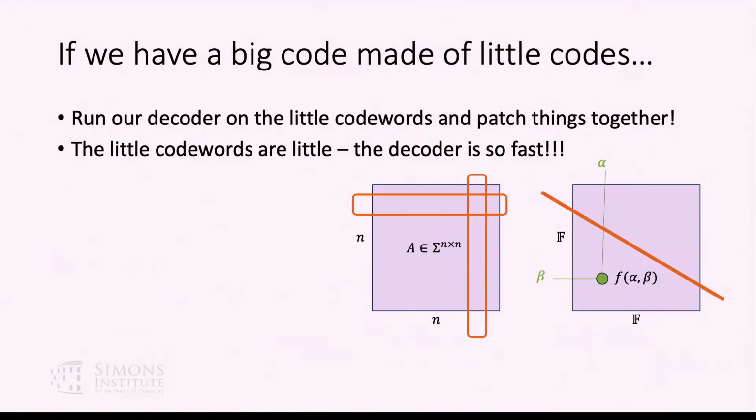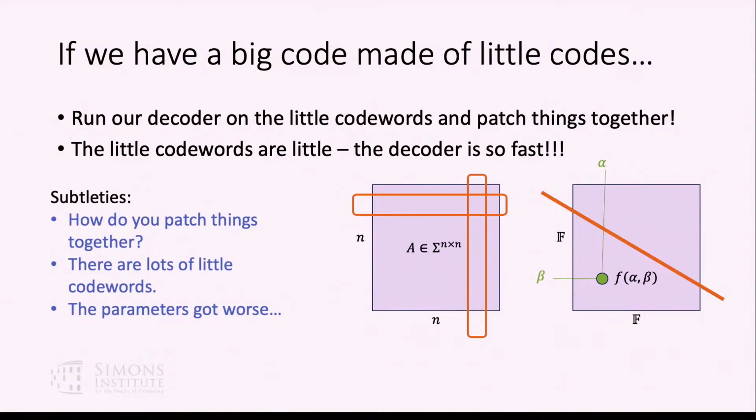Of course, there are lots of subtleties with this hope, like, okay, how do we patch things together? And which little code words do we choose to run on? There are tons of little code words. If we do it on all of them, that's going to be too slow. And lots of things like that. And then the thing I actually want to talk about here is that the parameters are going to get worse. So these first two things, I'll just sweep under the rug and say, for all of these different examples, there are ways to deal with it. But I want to just mention what happens to the parameters.